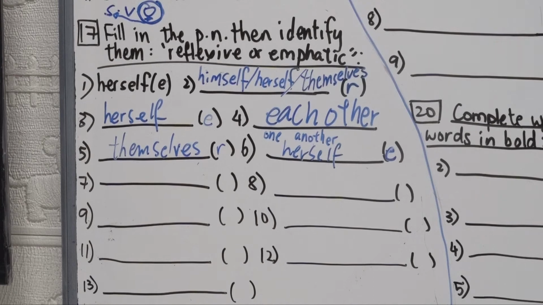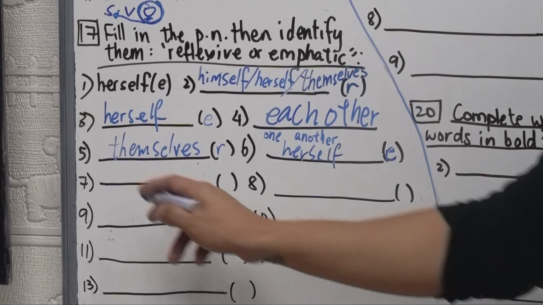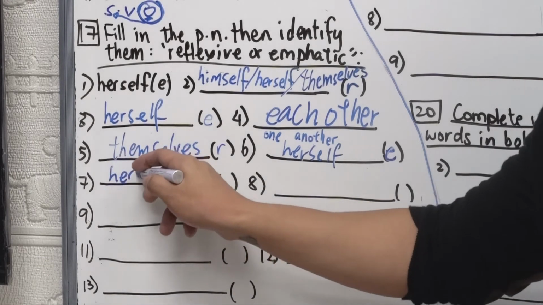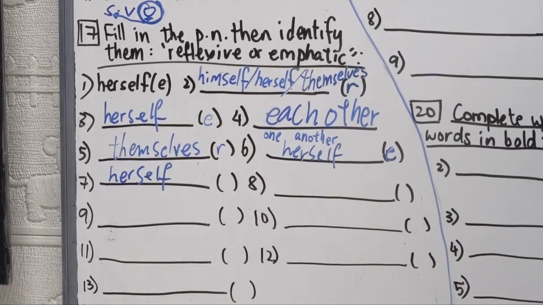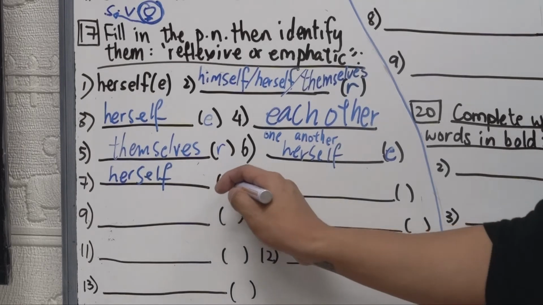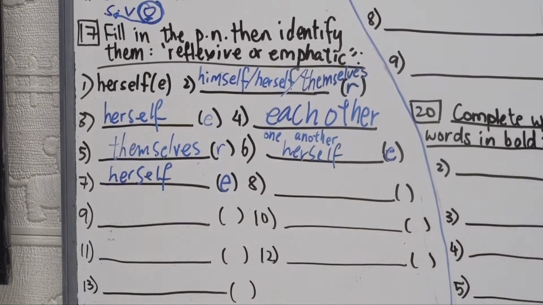All right, number 7. Instead of hiring a catering company for the party, she decided to do all the cooking blank. She decided to do all the cooking. Right, so it's herself. Now focus on the second part of the sentence, right? She decided to do all the cooking by herself. Is it emphatic or reflexive? It's emphatic, okay? So we are emphasizing that she did it on her own, right?